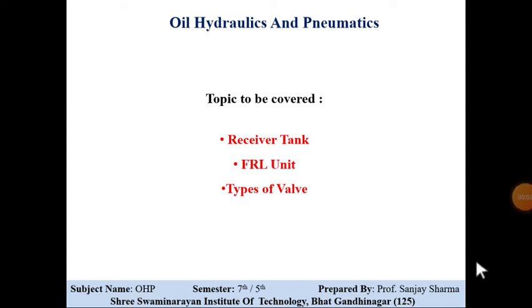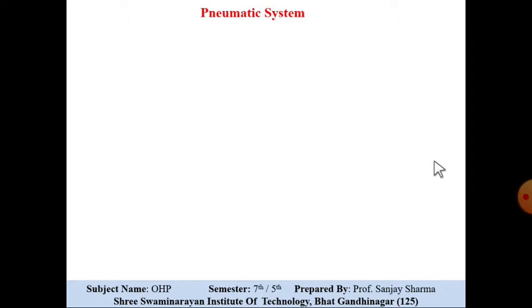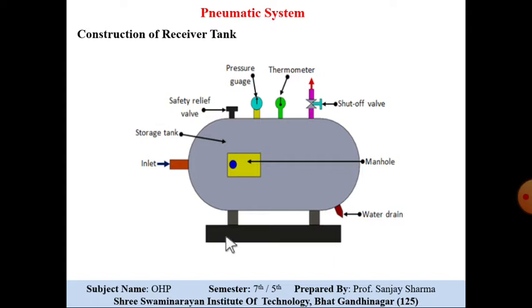Students, hello students. In today's video, we will see the receiver tank, the FRL unit, and the types of valves which are used in the pneumatic system. You are familiar with the construction of a receiver tank. You see here, this is a metal tank which has an inlet. The compressed air enters the metal tank. This is the storage tank.